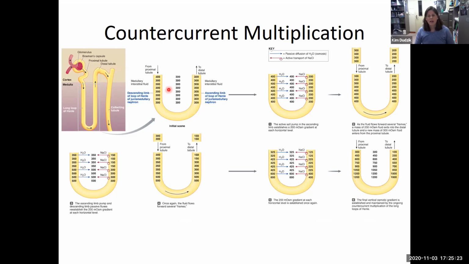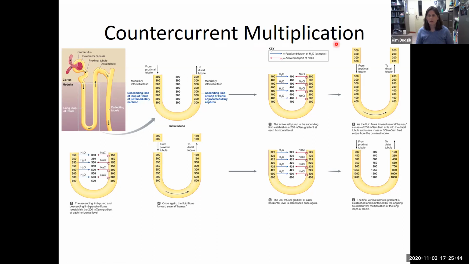Okay? Countercurrent multiplication can be confusing. I put a video on Canvas. Please watch the video. You can rewind this one, and I might have a written explanation that I think might be able to help you. I'll post that on Canvas too.